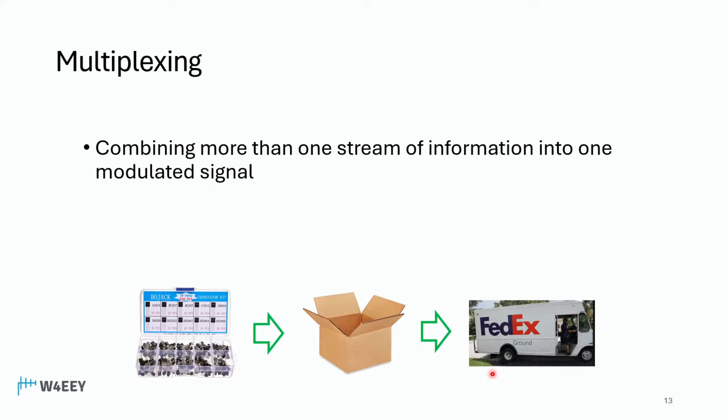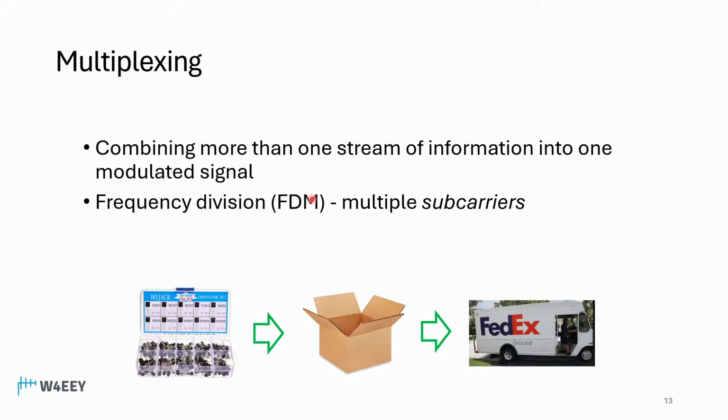Now we're going to jump into something new called multiplexing. And I've got a little analogy here. Here's a box divided up into a bunch of little compartments. And in each compartment, I've got transistors, all kinds of different transistors. I'm going to put them in a box, and then I'm going to ship that box to California, because California needs transistors, in case you were wondering. So technically, we're combining more than one stream of information into one modulated signal. Let's see how that works.